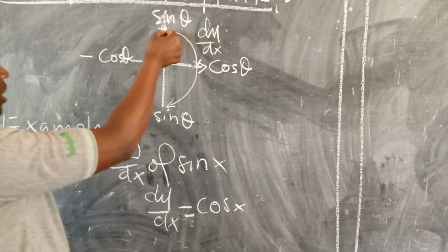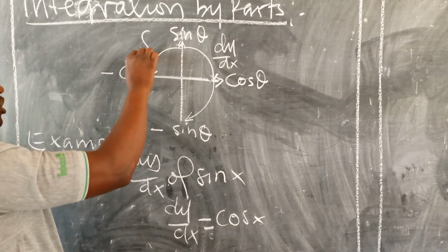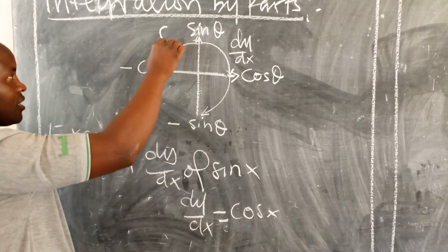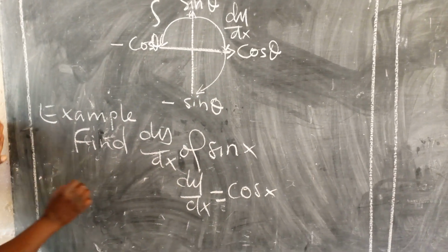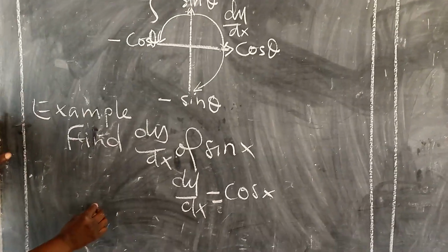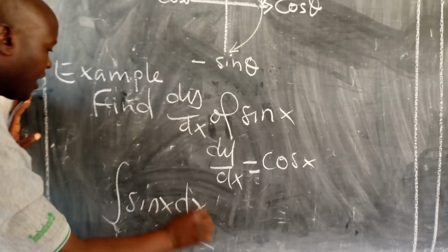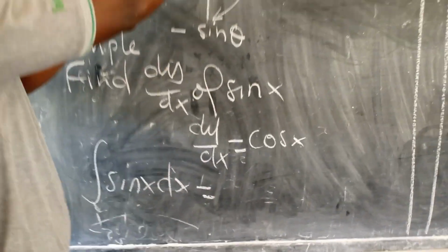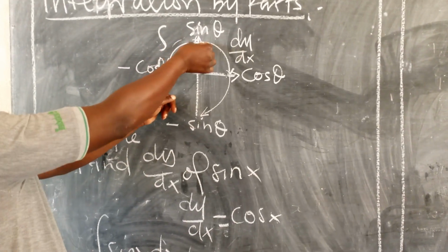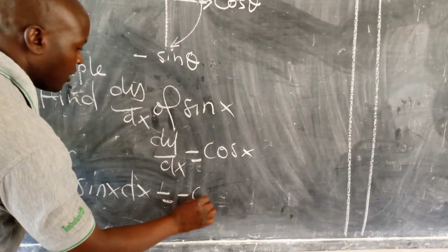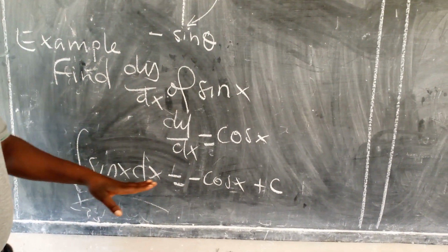Now, when I come this side, when I'm going anti-clockwise, this is what we call integration. So anti-clockwise is integration. This is the very, very important thing you should understand. When we are asked, can you integrate sine x dx? From there, going clockwise, I'm going to have negative cos x plus c. So this is how we normally integrate.